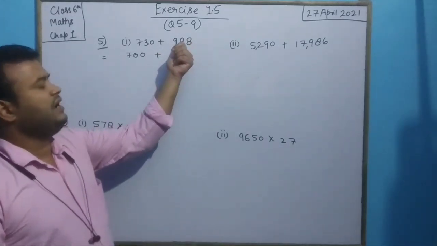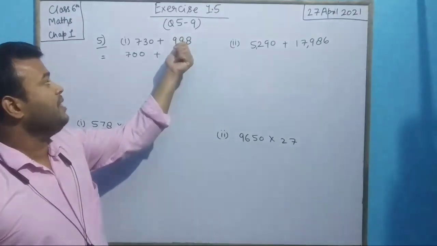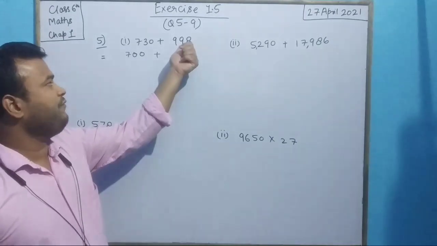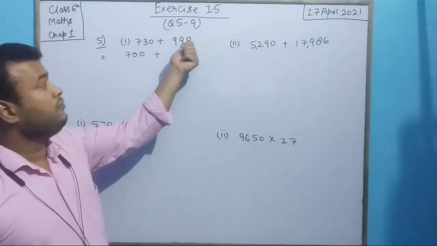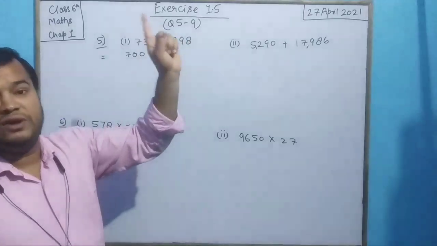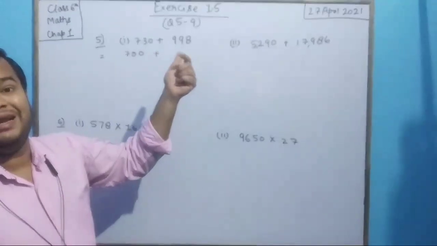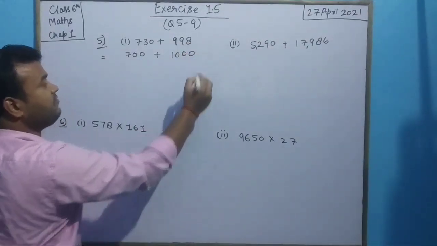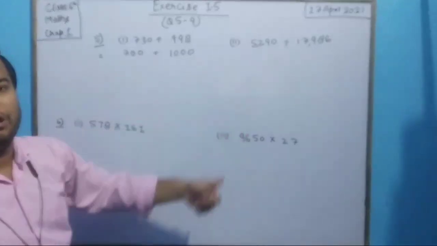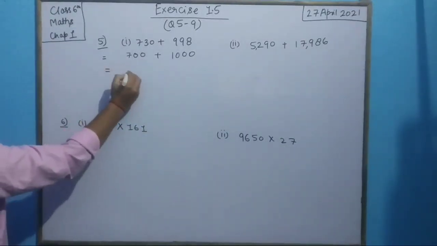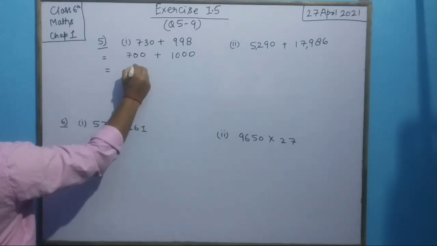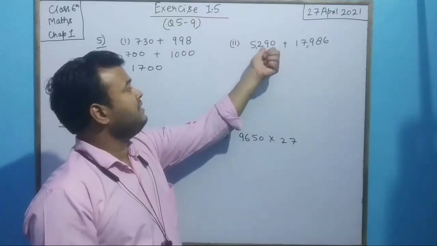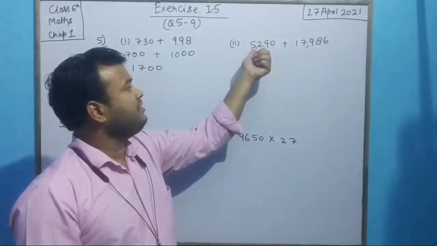Here, ones, tens, hundreds. How many places are there? Hundreds place. So we have to see the tens place. For rounding off, it is greater than 5, so this 9 will be increased by one. 9 plus 1 is 10, and the tens place and ones place are transformed to 0. So it is 1000. The answer will be 700 plus 1000, which is 1700. Now how many places do we have? Ones, tens, hundreds, thousands. It has a thousands place.